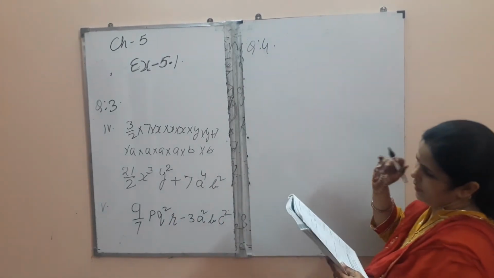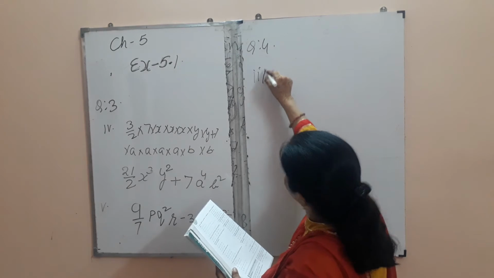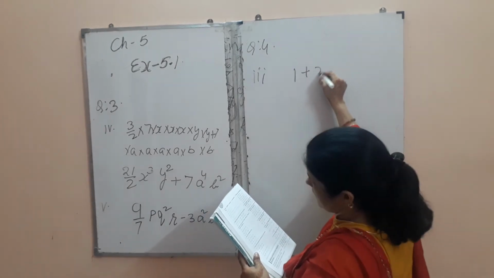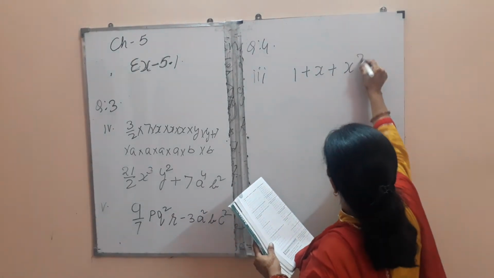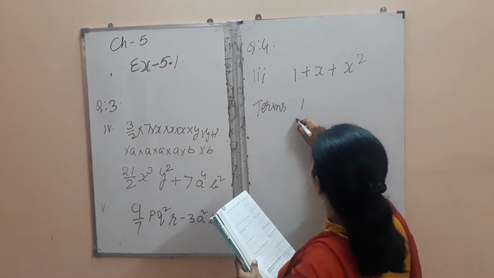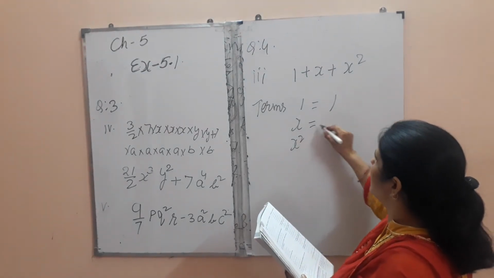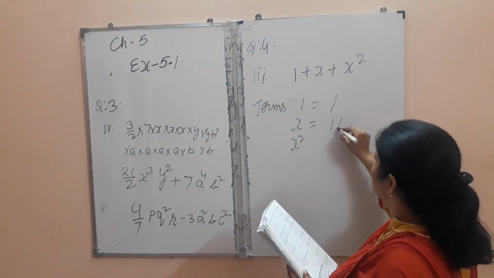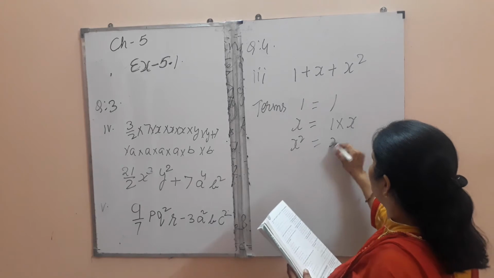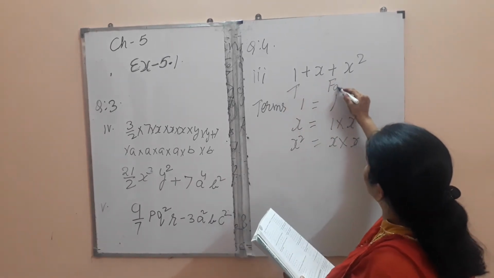Identify the terms. I will solve the third part and the fourth part for you. The third part is 1 plus x square. So the terms are 1, x and x square. And their factors: this is 1, this is 1 into x, and this is x into x. These are terms and these are factors.